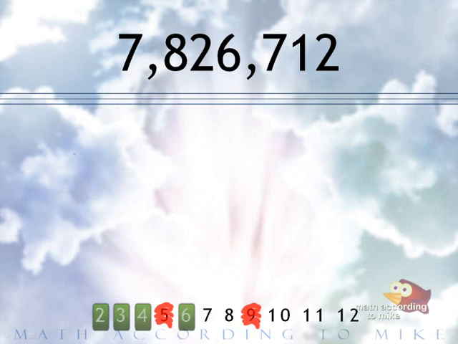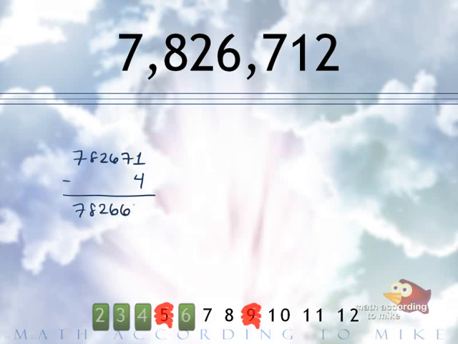So ignoring the last number, we'll be left with 782671. Taking that last number, 2, doubling it, we get 4. And we're going to subtract it. Subtracting it, we get 7,826,672. And we repeat this process. So ignoring the last number, taking the last digit, 7, doubling it, we get 14. Subtracting, we get 7, 8, 2, 5, 2.